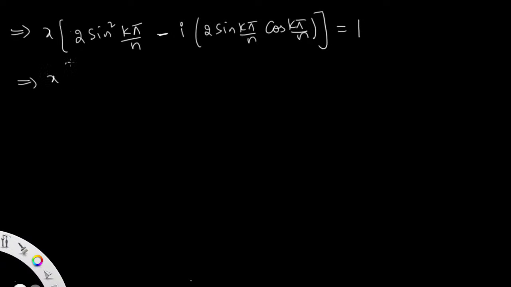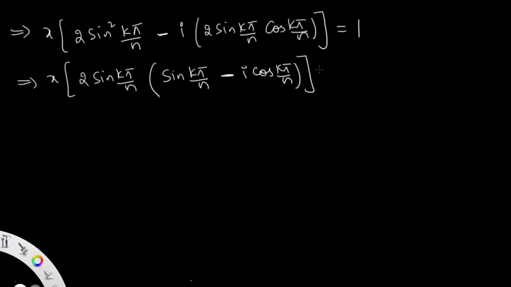So that in x into, in both terms we are simplifying for convenience to take the common part. 2 sin k pi by n is common, then write as sin of k pi by n minus i into cos of k pi by n equal to 1. So that is x is equal to, but it is in the form where i is there with a negative sign, so that is why we multiply on both sides by its conjugate.